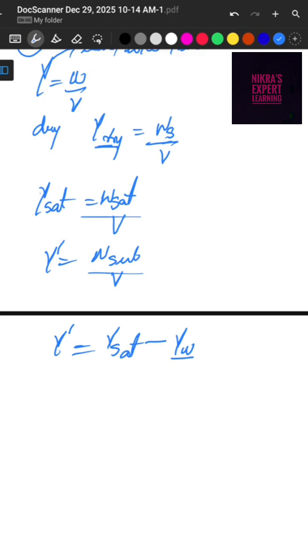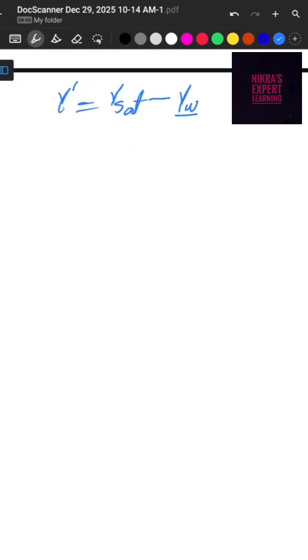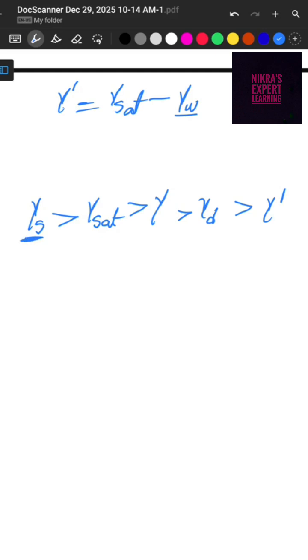Okay, and remember, very important thing, last concluding part: gamma S is always greater than gamma saturated, and it is greater than gamma bulk, and it is greater than gamma dry, and gamma dry is greater than gamma submerged. Okay, gamma S is constant for some soil. It is always greater than saturated condition, and it is greater than the bulk one. Bulk is greater than dry.